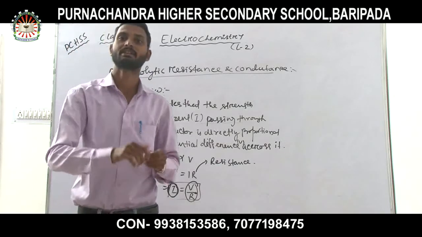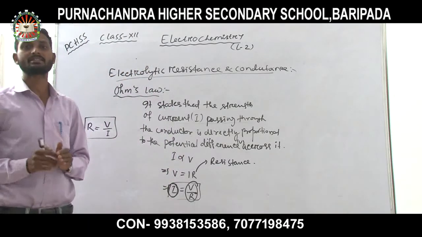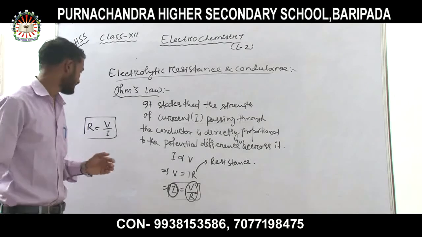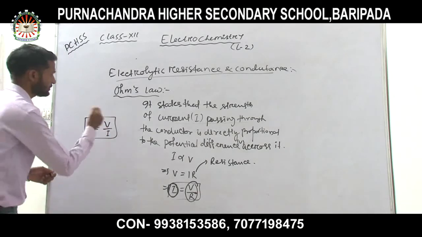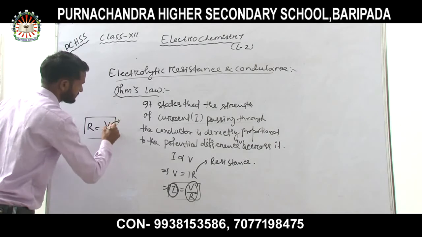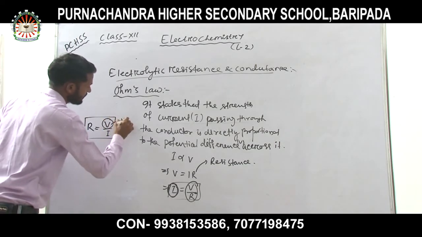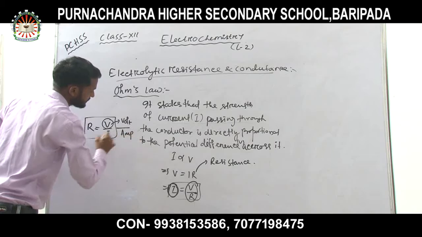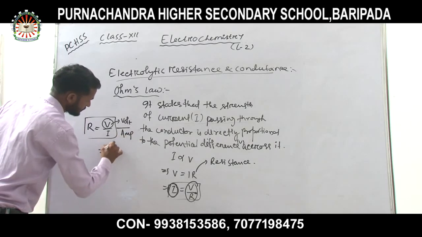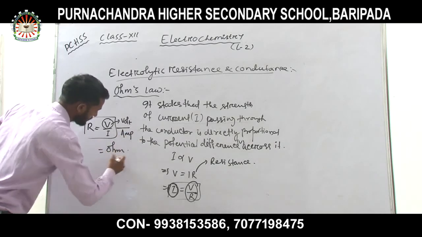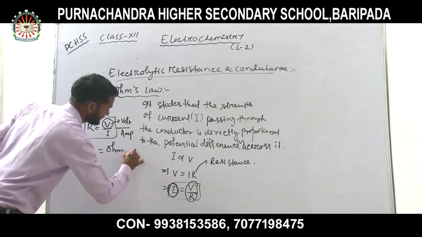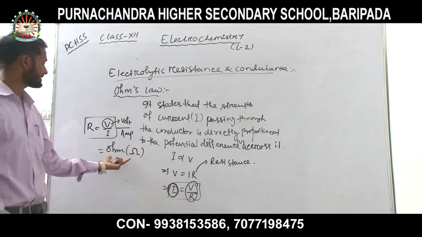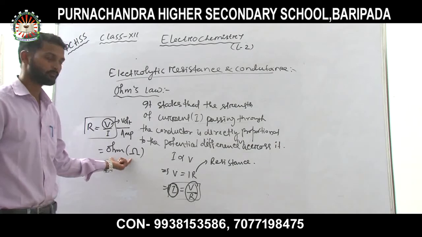The opposition force that is offered is called resistance. That means resistance is the opposition offered towards the flow of electric current. So the unit of resistance: potential difference is in volt and current in ampere, so volt by ampere is called ohm, or symbolically it is represented by that symbol. So the resistance is represented in the unit ohm.